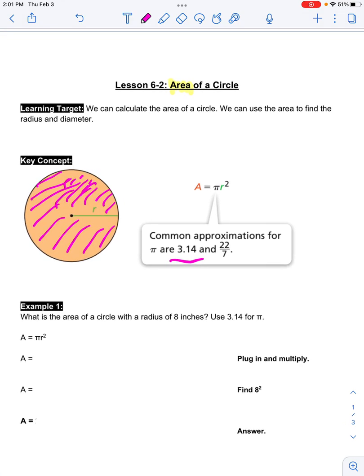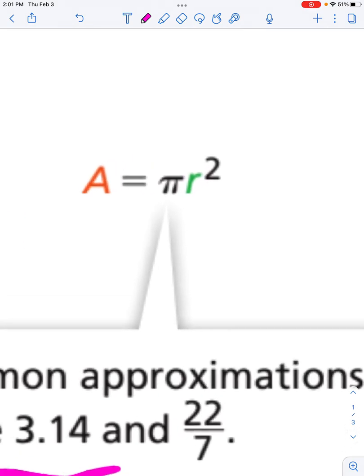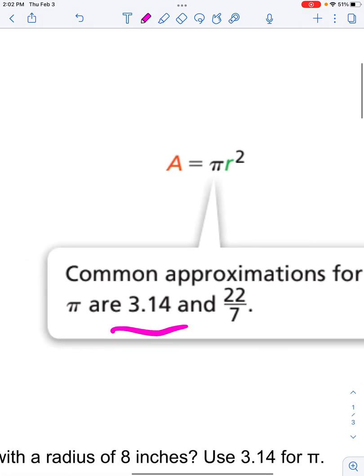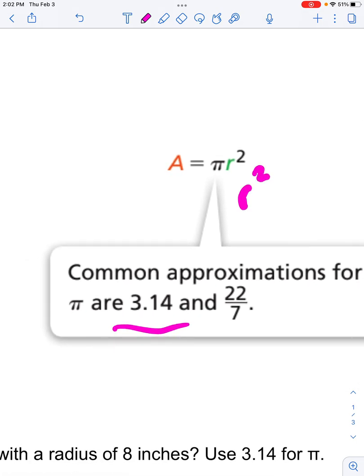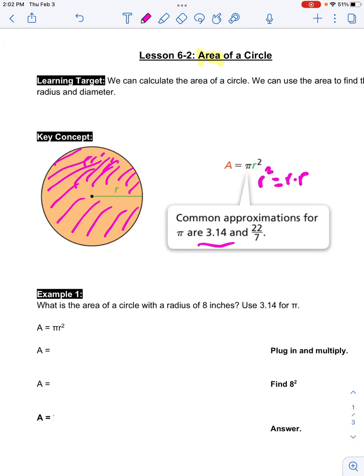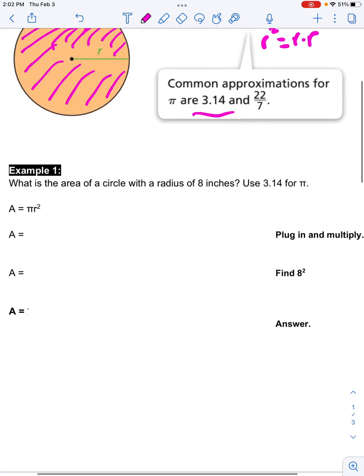We're going to also be able to find the radius and diameter. Now your formula is area equals pi times radius squared. Now remember, radius squared is r times r. It's not r times 2, okay? So what is the area of a circle with a radius of 8?